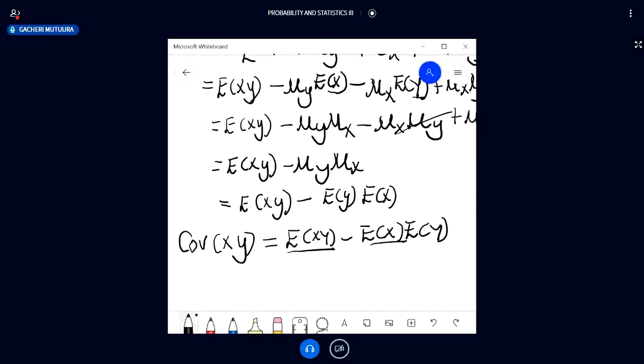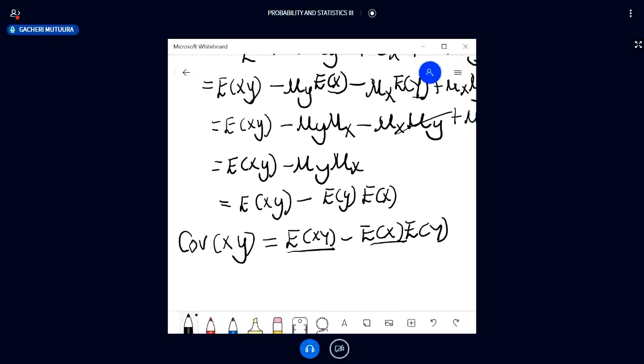The covariance does not have defined limits like the correlation coefficient. So it could be any value from negative infinity to infinity. If it is negative, covariance implies that the two variables are moving in different directions. If it is positive, it implies that the two variables are moving in the same direction. If it is zero, it does not always mean independence.